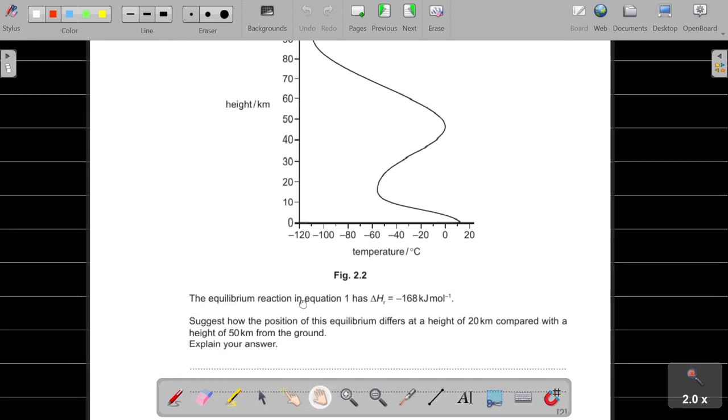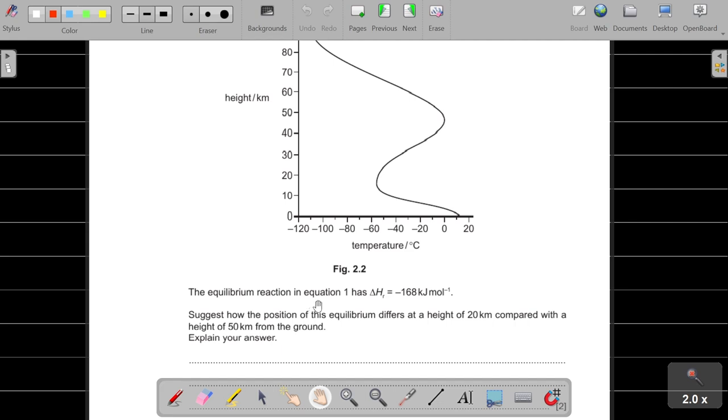The equilibrium reaction in equation 1 has a delta H of minus. It means the forward reaction is exothermic because the sign is negative. So a negative sign means the reaction is exothermic. When A plus B, any reactants, combine together and you get products C plus D, negative means left to right it is releasing heat. It is exothermic.